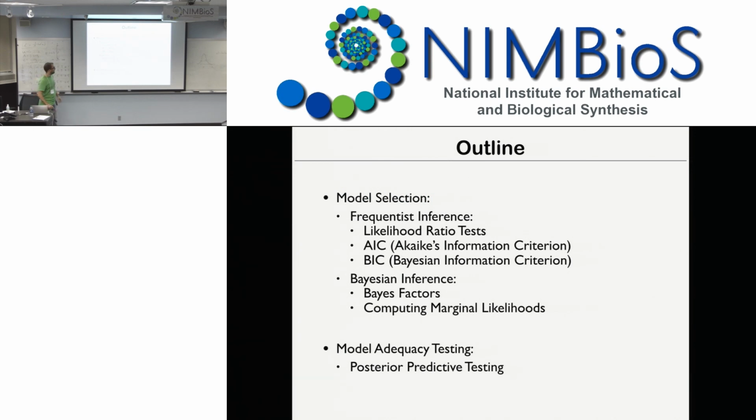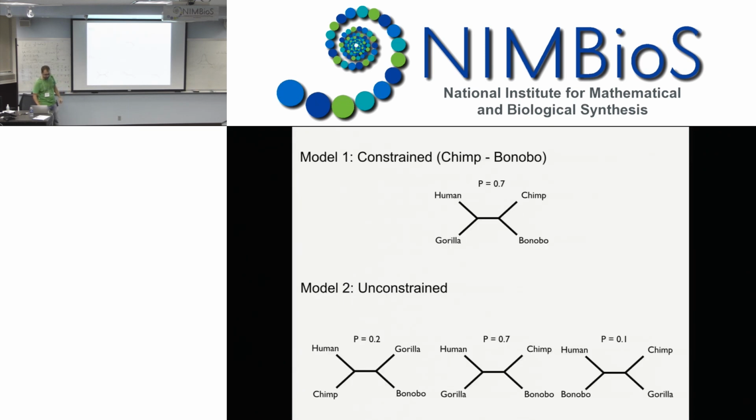The outline then is that I'm going to talk a little bit about frequentist inference, because I think many of you might be more familiar with these concepts like likelihood ratio tests, AIC, and BIC. And then I'm going to talk about Bayesian inference, so Bayes factors, and specifically how to compute marginal likelihoods. Specifically, what we are doing in RevBayes, how to compute marginal likelihoods, that we are then going to do in the tutorial this morning, estimating Bayes factors.